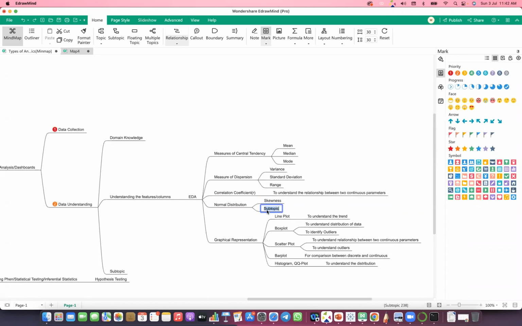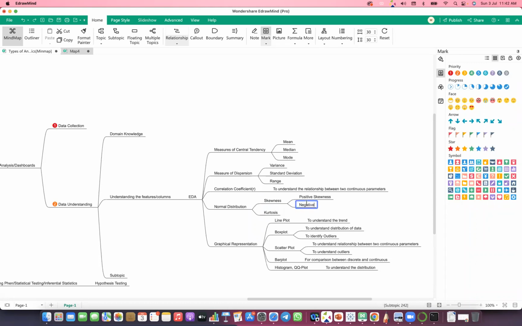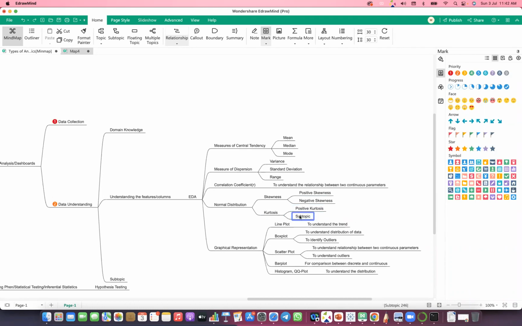Skewness, kurtosis. In skewness and kurtosis, there are two types of skewness. What are the two types of skewness? Positive skewness, negative skewness. In kurtosis also, you have types. What are the types? Positive kurtosis and negative kurtosis.